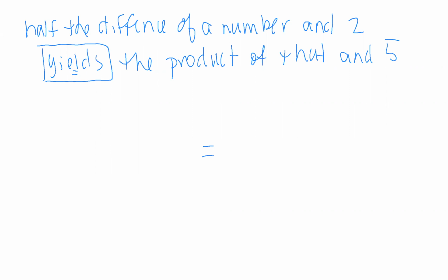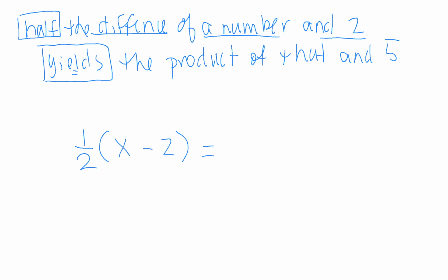So let's go ahead and look at everything before the word yields. We have half the entire difference. That means we want to take half of some difference. We use parentheses here. Our difference is going to be of just a number. Some number, we'll call it x, and 2. So we want x minus 2, but we only want half of that. You could also write this as x minus 2 all over 2 if you feel comfortable, but for the sake of this problem, I'm just going to leave it as is.